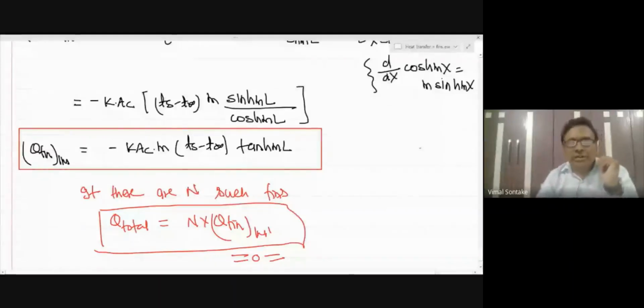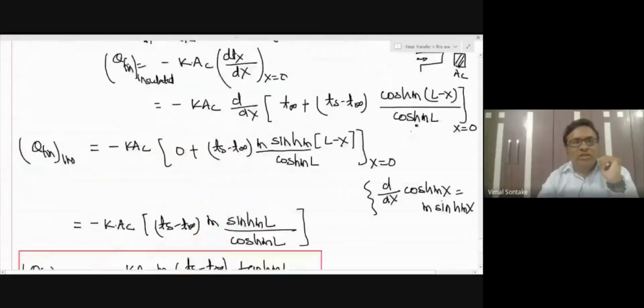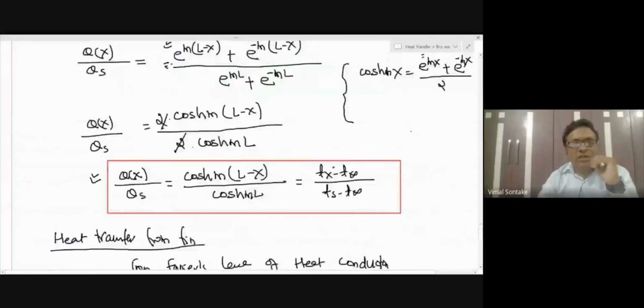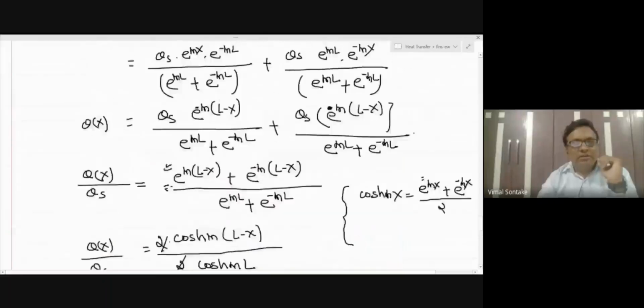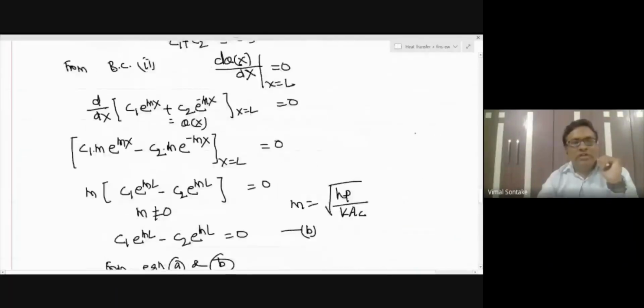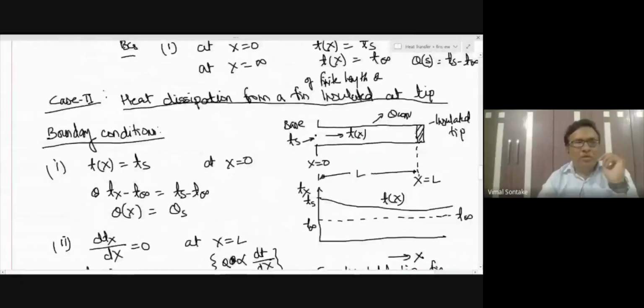So before going further, let us revise what we have discussed in yesterday's lecture. We were talking about generalized heat conduction, one-dimensional steady-state heat conduction through fins. Yesterday we derived the temperature distribution equation for case number 2, that is, heat dissipation from a fin of finite length with insulated tip. We had considered a fin of finite length L, which is insulated at the tip.